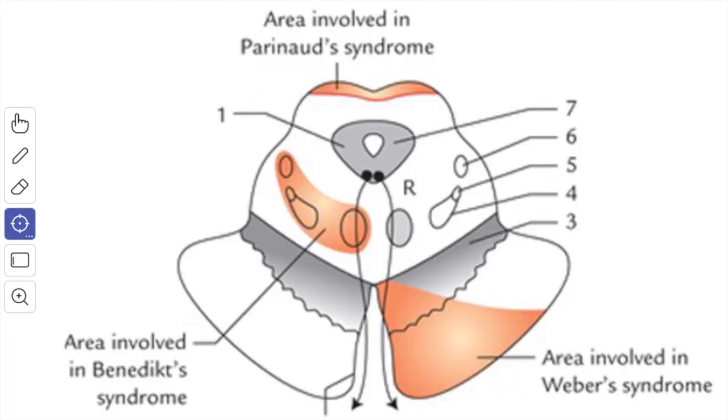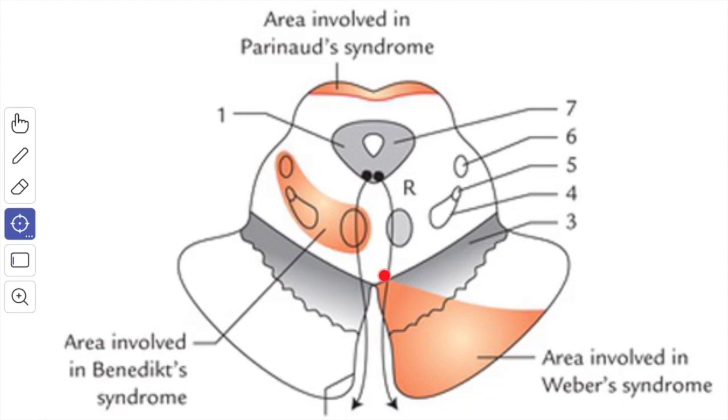Next we'll see the clinical correlation. First we'll study about Weber's syndrome. The Weber syndrome is produced by a vascular lesion in the basal region of the cerebral peduncle due to the occlusion of a branch of the posterior cerebral artery. The lesion involves the oculomotor nerve and the crus cerebri, and it produces the following signs and symptoms.